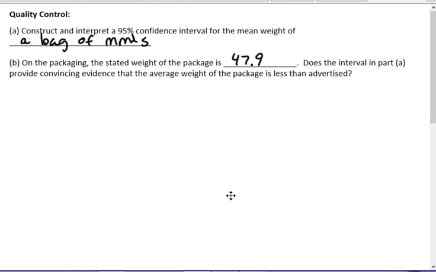Often confidence intervals are used to provide some quality control for manufacturing. So here, I gave every student a small bag of M&Ms, and it said on the package that there were 47.9 grams net weight of M&Ms. So we took the M&Ms out of the paper package and weighed them on a very sensitive balance, and we got some different weights here.